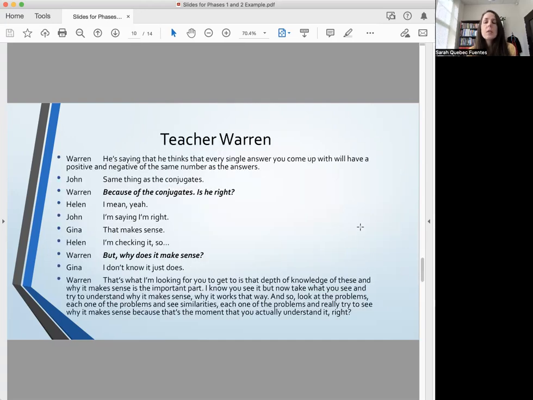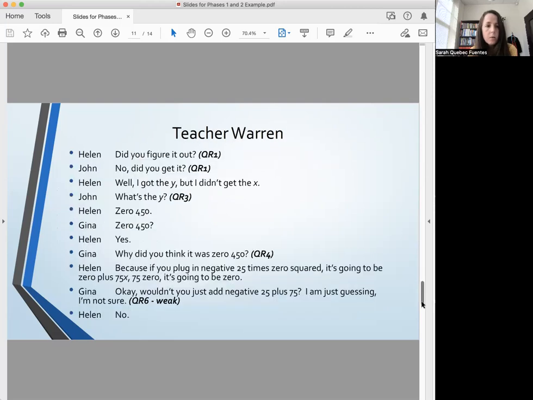In this dialogue, you can see Warren using that latter talk move, evaluate students' ideas, and he's asking Helen and Gina to evaluate John's reasoning. I want to point out that Helen and Gina do struggle with this a little bit. And like Warren here, as he closes in this dialogue, you may need to provide a little coaching for students about what type of thinking this involves. However, with patience and persistent use of the talk moves, you will see improvement in the student-to-student talk.